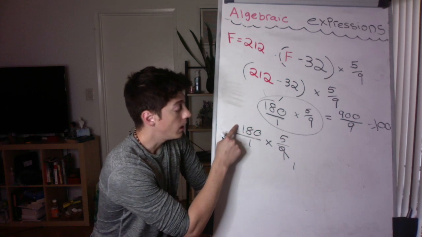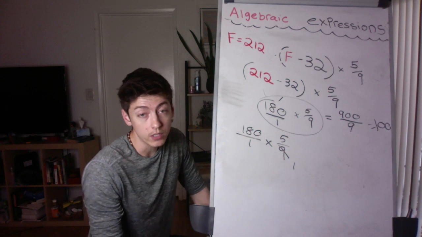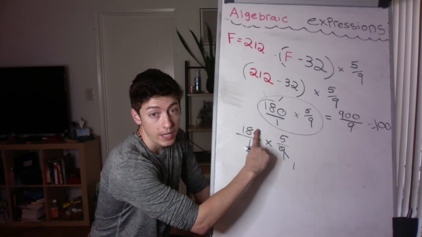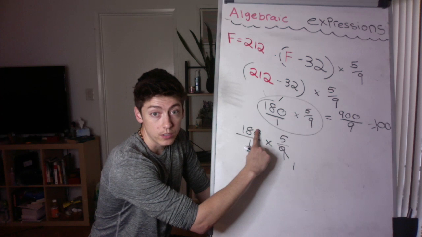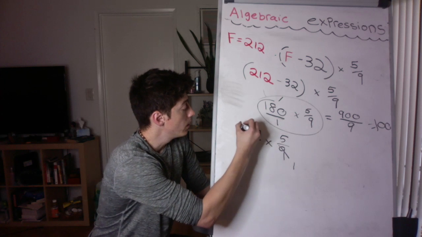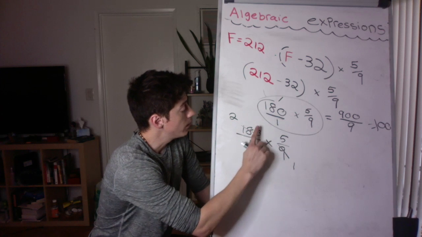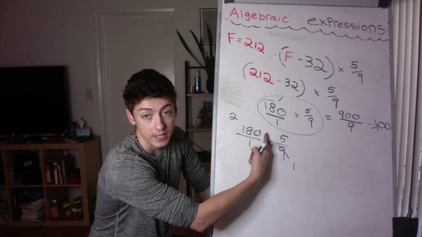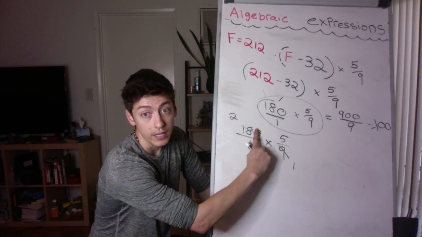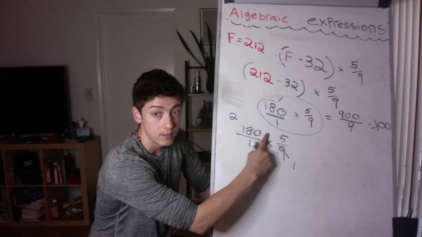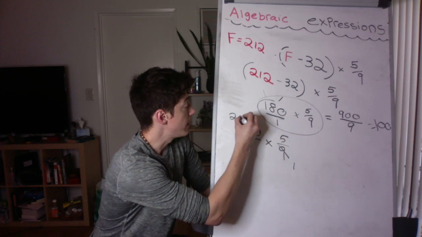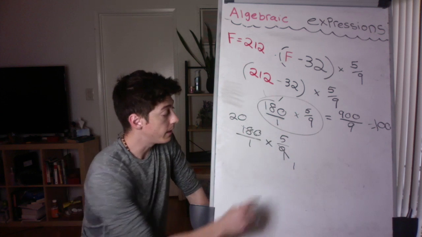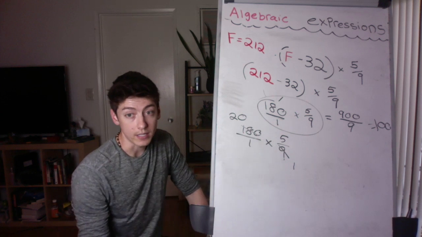As for the top, 180 divided by 9, we can use a mental math strategy for that. I can cover up the 0 and imagine 18 divided by 9, which is 2. But I have an amount that's 10 times more, right? 18 divided by 9 is 2, but 180 divided by 9 is 10 times more. So it can go in 20 times. I can divide 9 into 180 20 times.